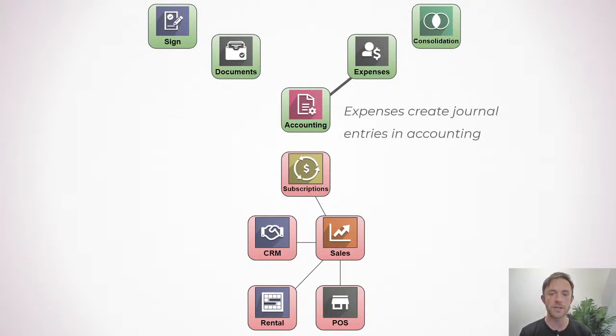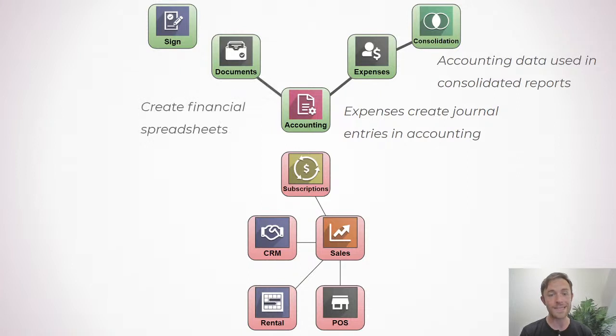Expenses create journal entries in accounting whenever expenses are posted and paid. If you're using multi-company, then you can build out consolidated reports using data from accounting. The Documents app lets you create fancy Odoo spreadsheets that use your financial information. The Sign app lets you have your financial documents signed and contracts signed.